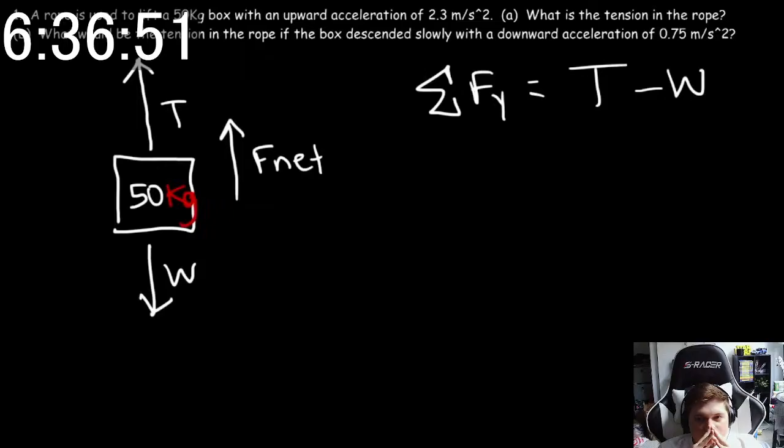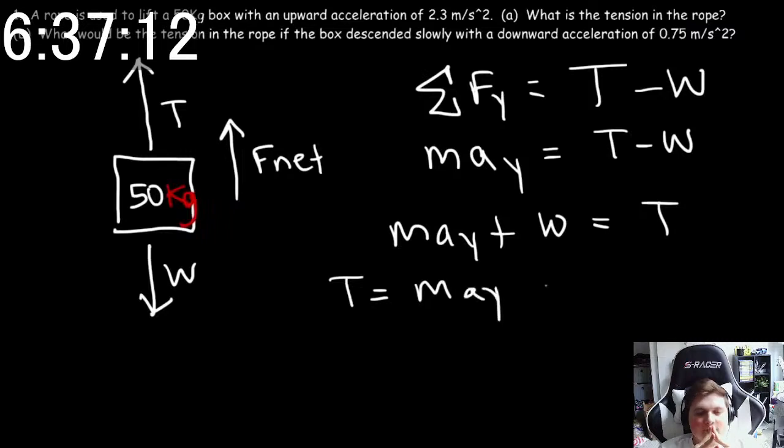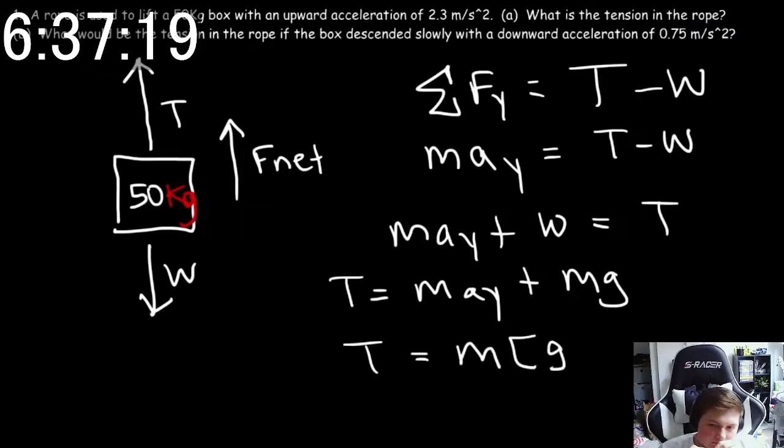Our goal is to find T. Now, the net force is equal to ma. Since the force is in the y direction, the acceleration is in the y direction. And so we got to add W to the other side. So ma plus W is equal to the tension force. And the weight force is simply mg. So if we take out m, the tension force is going to be the mass times g plus the vertical acceleration. So this is the equation that we need.